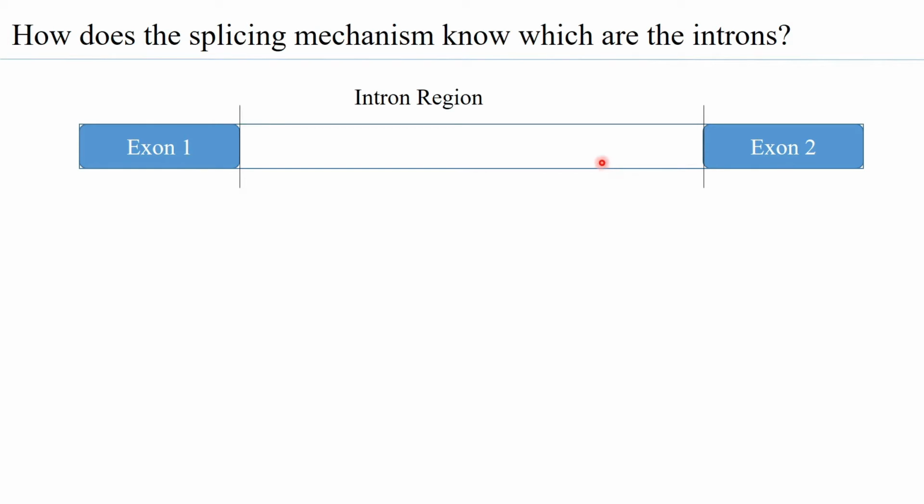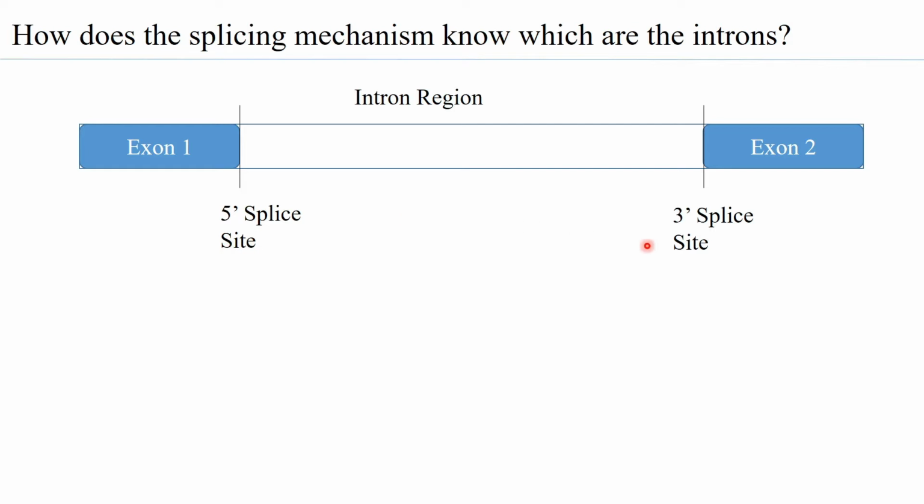So the answer to this question is that the intron itself suggests that it is an intron, because of certain specific sequences that it has, and these sequences are conserved sequences. So let's say, for example, the intron regions have specifically what is called the 5' splice site. So at the 5' end of the intron is present what is called the 5' splice site, and at the 3' end of the intron is present what is called the 3' splice site.